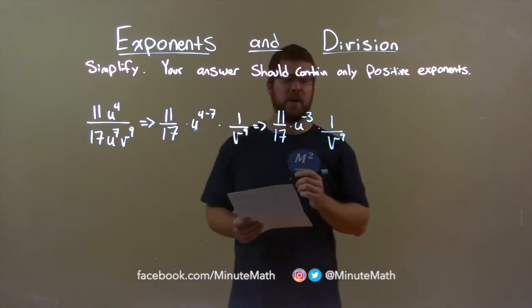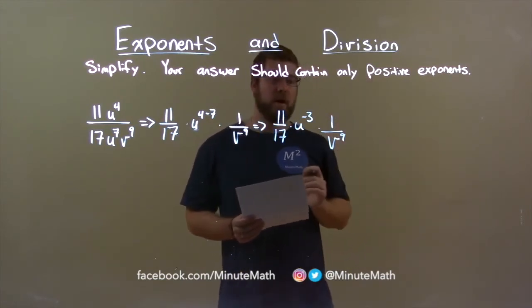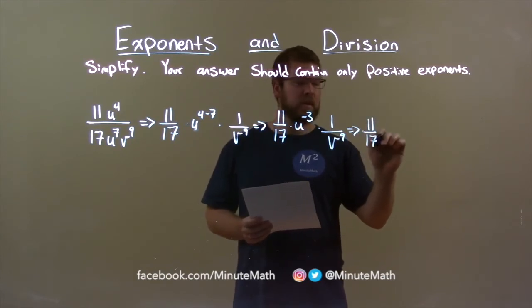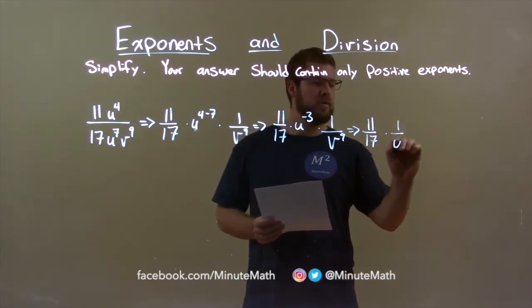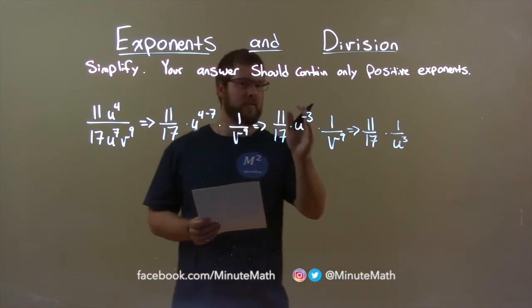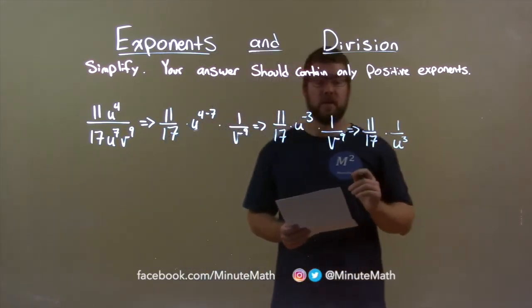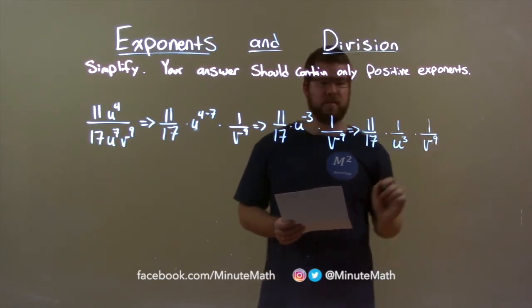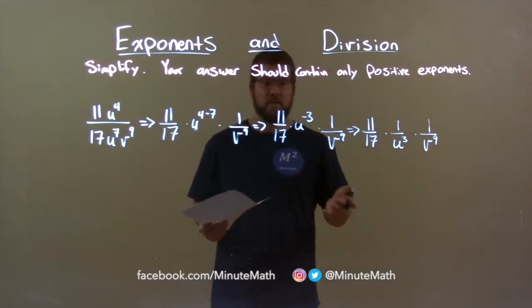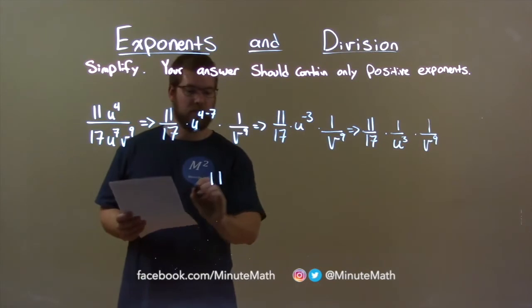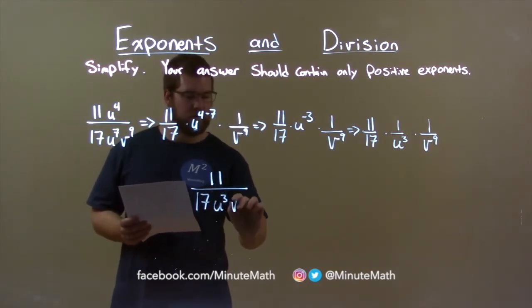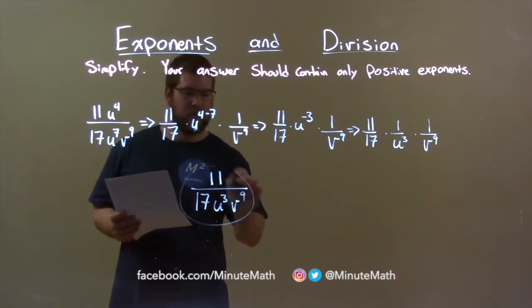U to the negative 3rd power, again, we have to have positive exponents. So it's 11 over 17 times 1 over u to the 3rd power. Remember, negative exponent in the numerator is positive in the denominator. That's times 1 over v to the 9th. Now we can bring all that together to write our final answer. That's 11 over 17 u to the 3rd, v to the 9th power.